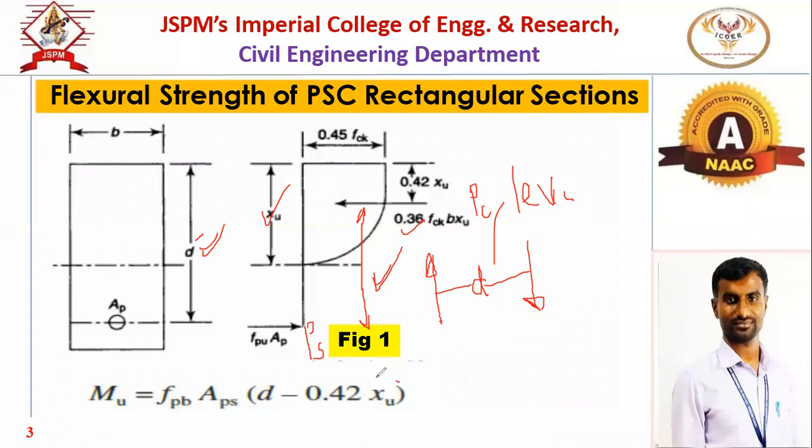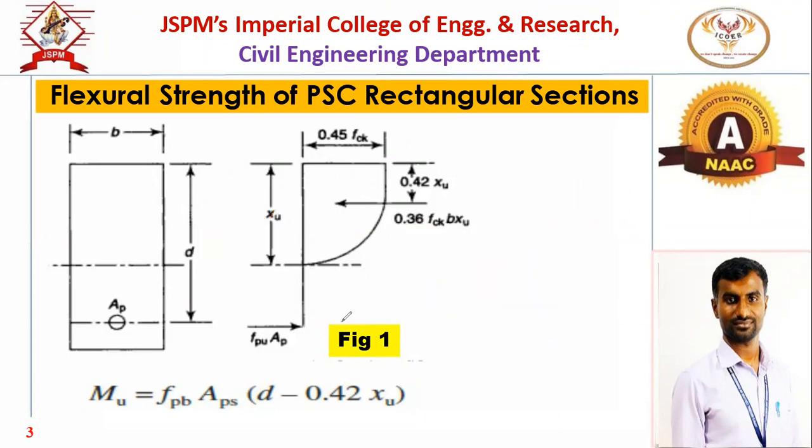Now this is the perpendicular distance. Now what we want? We want the moment. Now for the moment, unlike parallel forces, what will it be? Force into perpendicular distance. Then the perpendicular distance we found out, what will it be? This effective d minus 0.42 XU. Now this is the distance. And what is the force? So for steel, the force will be FPU into AP. Now what is that force? This is the final tensile force of the cable at failure.